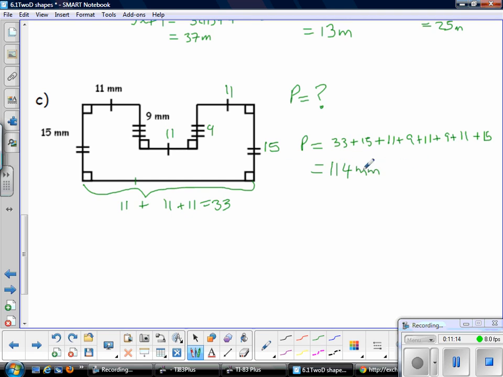Okay, so make sure you always finish with a unit of measurement. Okay, so lots of examples from the textbook for you to do tomorrow.